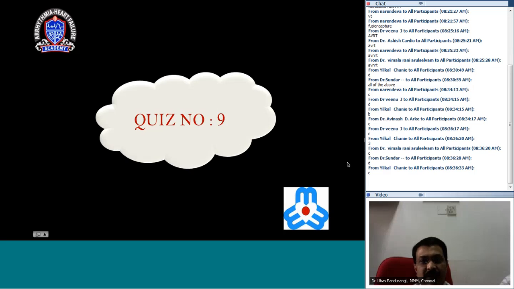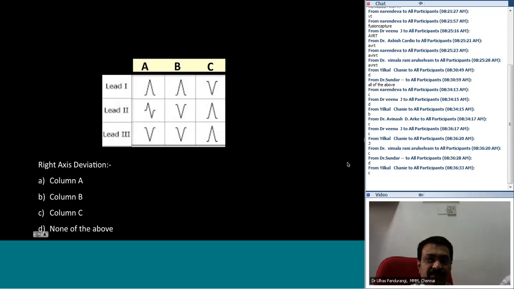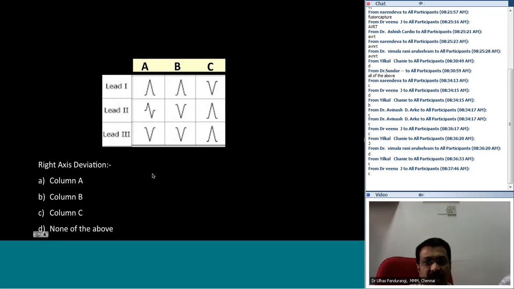So we go to quiz number 9. I have given you combinations here. Lead 1 shows positive in A, positive in B, negative in C. Similarly, lead 2 in A, B, C. Now my question is, right axis deviation is shown by which of the columns?